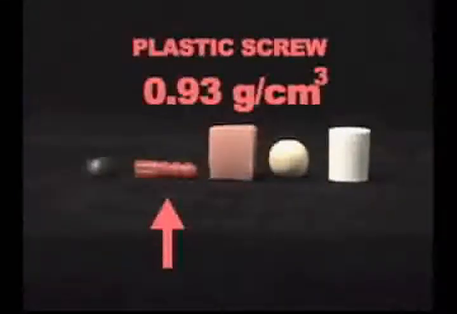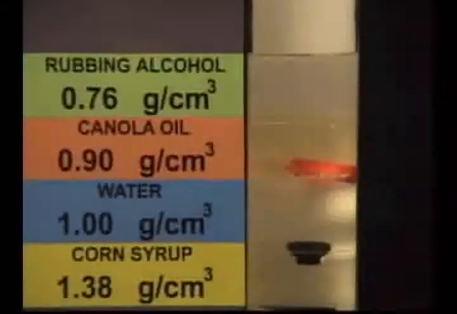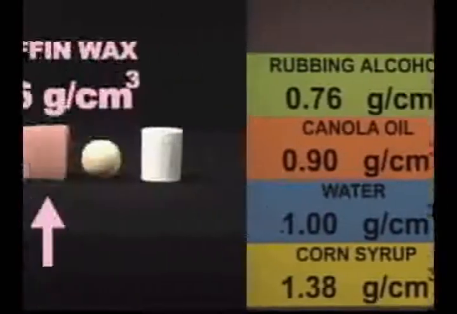The plastic screw's density is 0.93 grams per cubic centimeter, which is less dense than the water's density and slightly more dense than the canola oil's density. So it sinks to the bottom of the canola oil layer, floating just above the water layer.